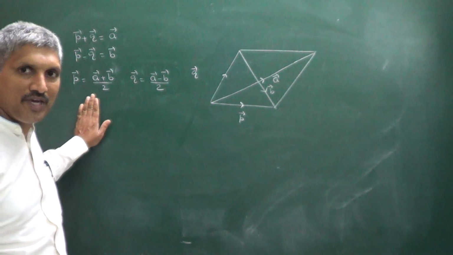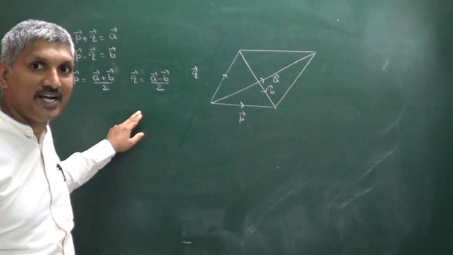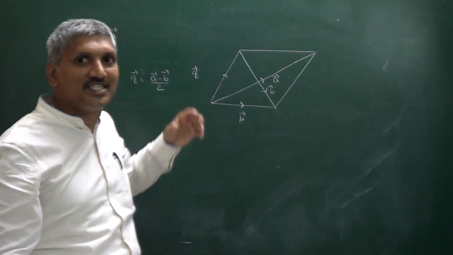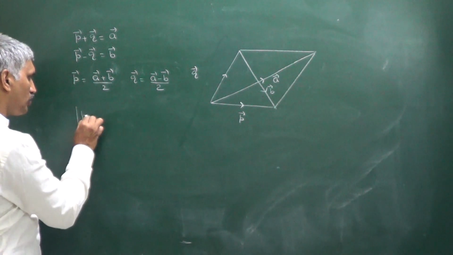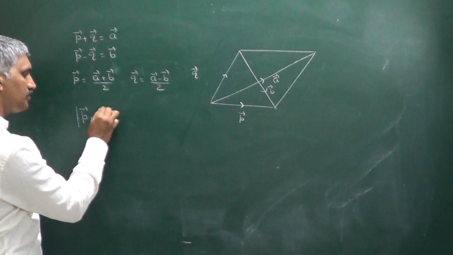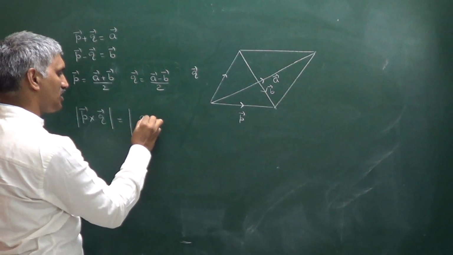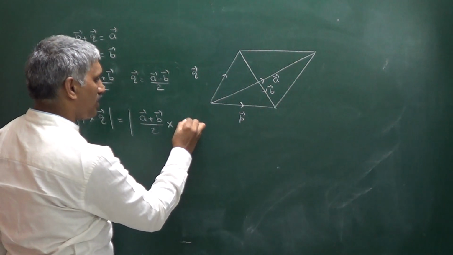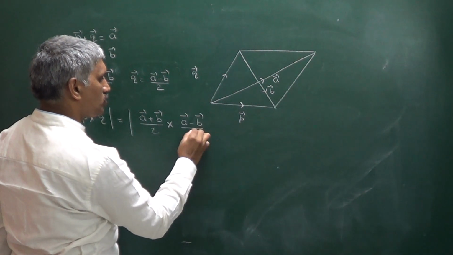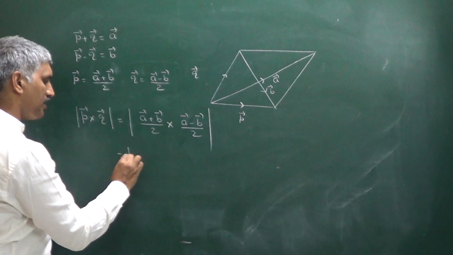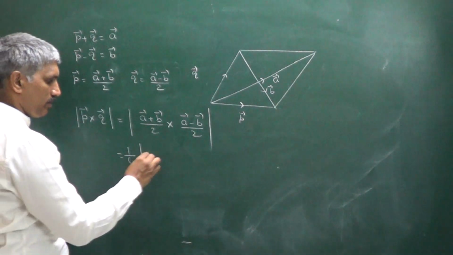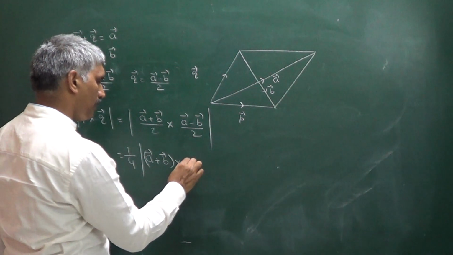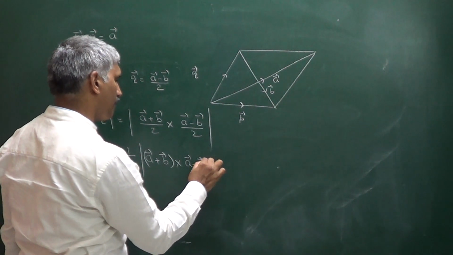Now observe here, P bar and Q bar are represented in magnitude and direction by the two adjacent sides of a parallelogram, then its area is given by magnitude of P bar cross Q bar. But what is P bar? P bar is nothing but A bar plus B bar divided by 2 cross A bar minus B bar divided by 2, right? So we can write it as 1 by 4 into A bar plus B bar cross A bar minus B bar.